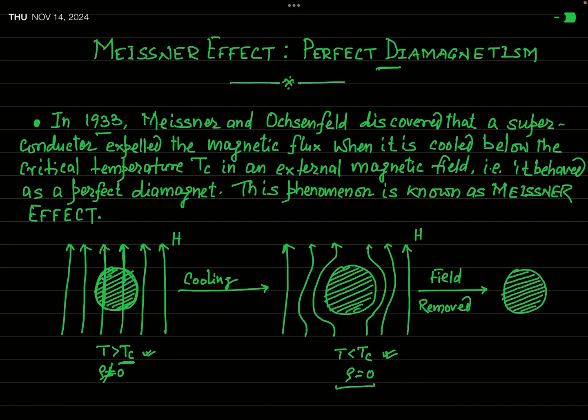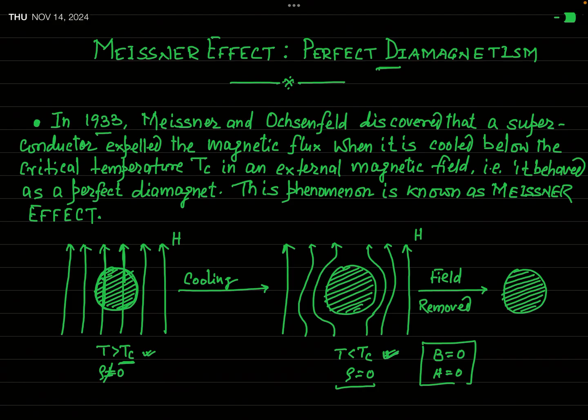So there is a complete flux exclusion observed when T is less than Tc. And if no magnetic lines of force pass through the interior of this material, then definitely you can say the magnetic field inside this material will be equal to 0. That is, B is 0 or H is equal to 0 when T is less than Tc.